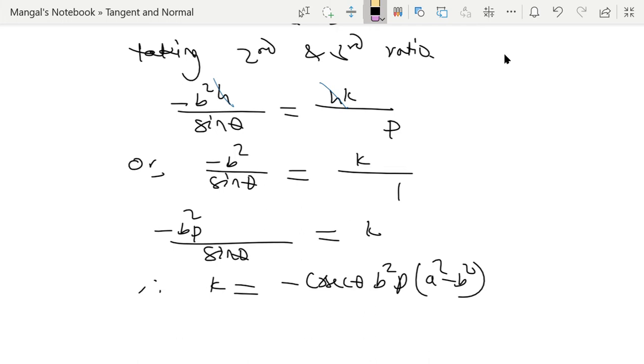Okay, so here a square minus b square is above, it's k square minus b square by p. So h is got on either side, and k times a square minus b square divided by p. So this way we get k equal to p into b square, and sine theta is already there, and a square minus b square will come down.